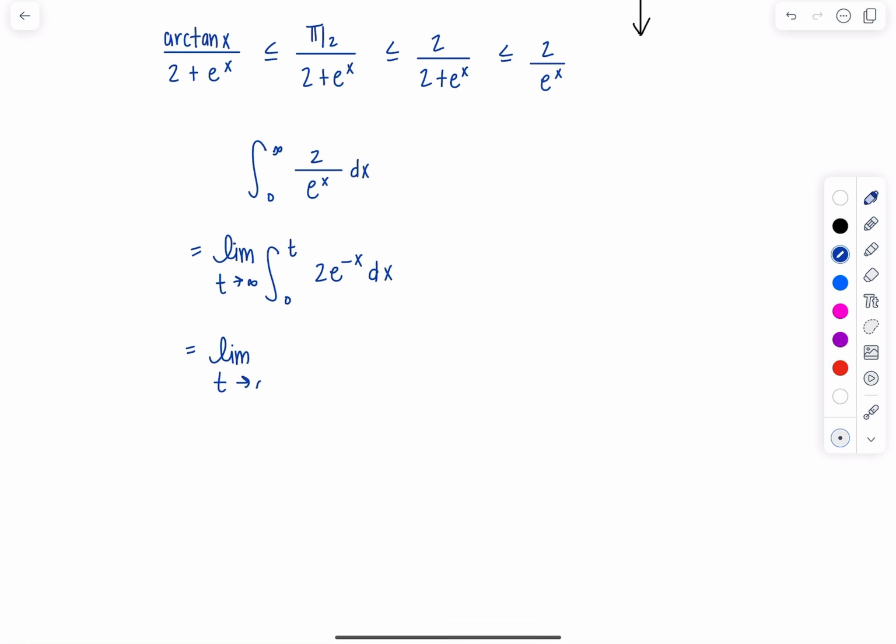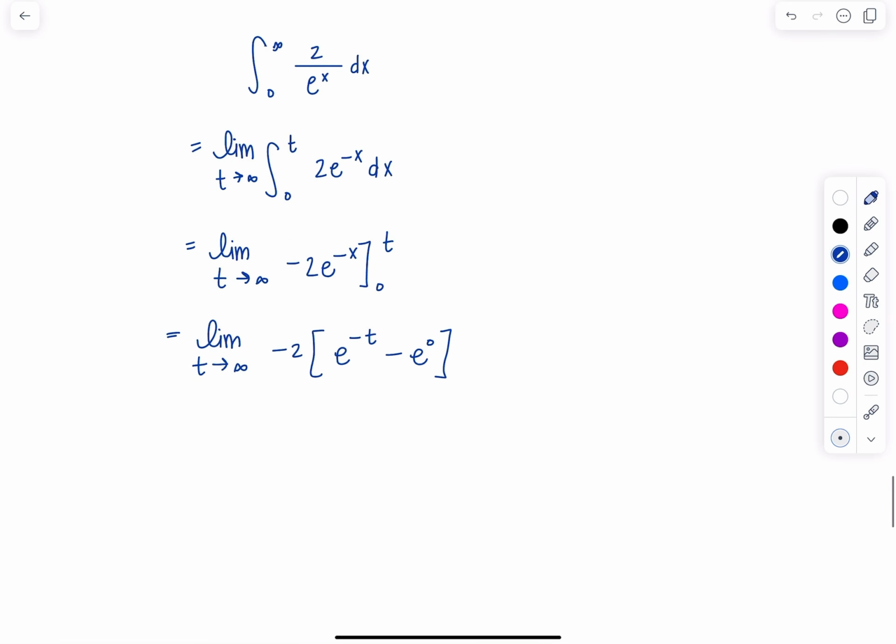T approaches infinity. Negative 2e to the negative x from 0 to t. I'm going to factor out the negative 2. I'm not going to use it when I evaluate the limit. So this is e to the negative t minus e to the 0. Okay, I always encourage my class, when you're trying to take a limit and you've got a negative exponent, rewrite it as a positive exponent in the denominator. It just helps your brain visualize what's going on better, and you can evaluate the limit more easily. So rewrite this as 1 over e to the t minus 1, okay?